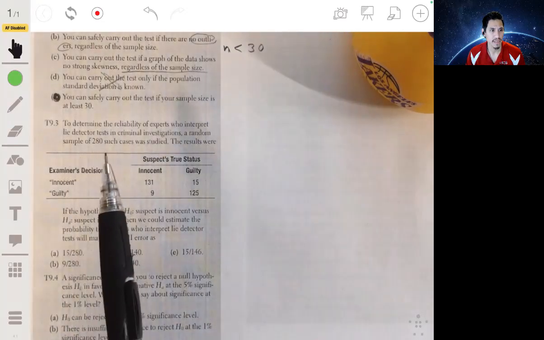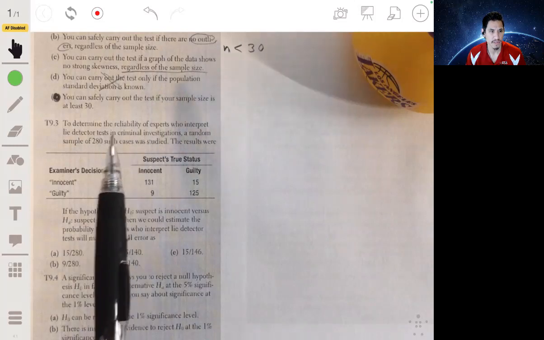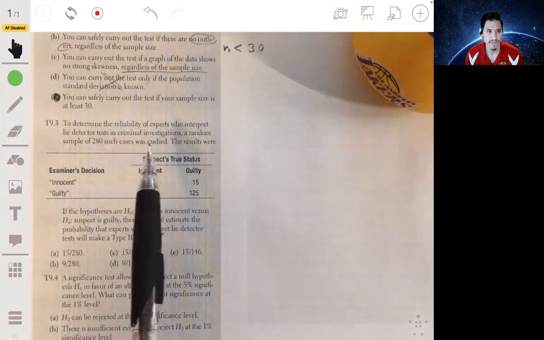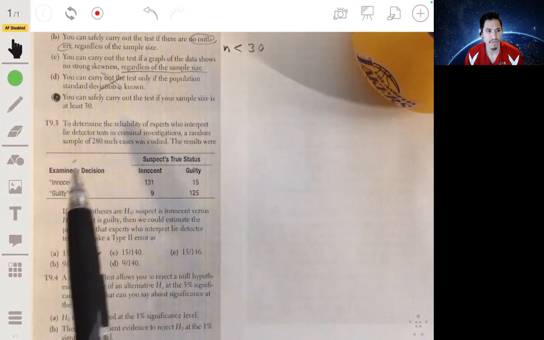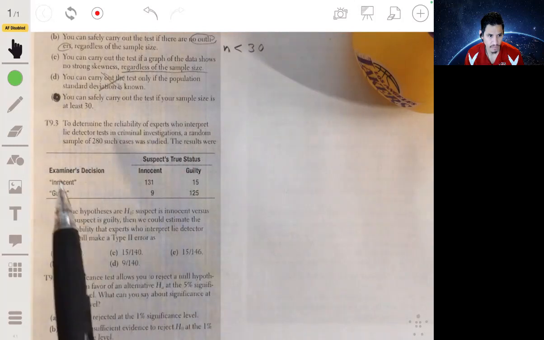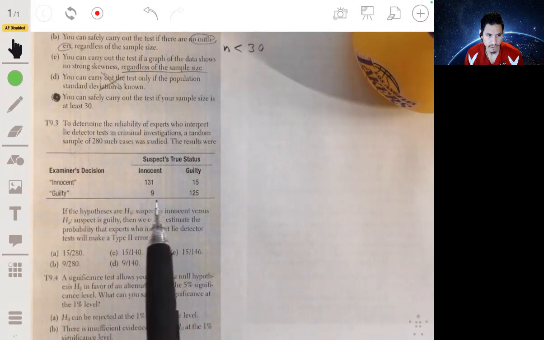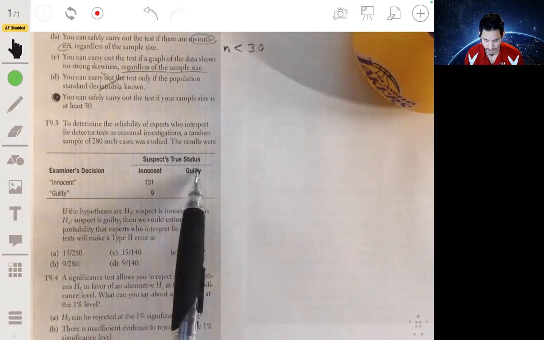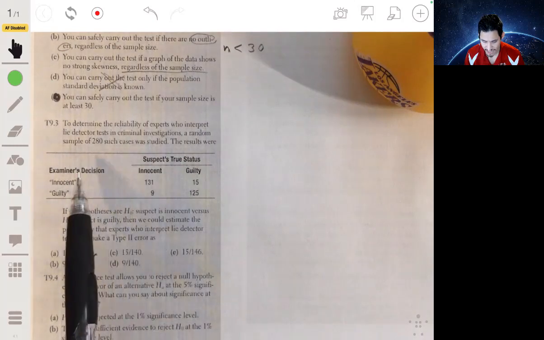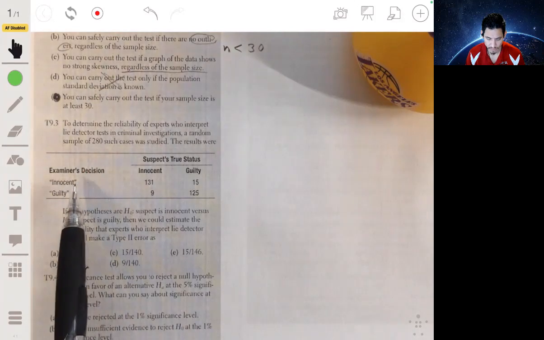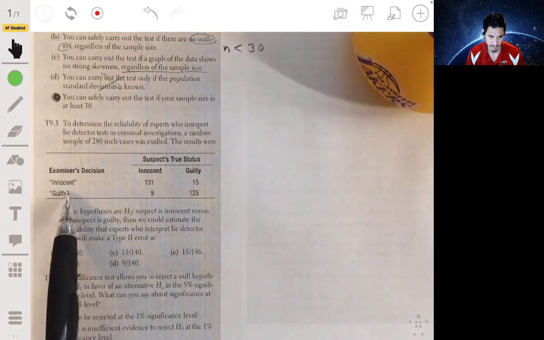All right, so problem 9.3. To determine the reliability of experts who interpret lie detector tests in criminal investigations, a random sample of 280 such cases was studied. The results were in this table. We can see the suspect's true status, either they were guilty or innocent, and the decision made by the lie detector experts. So either they said that they were innocent or guilty.